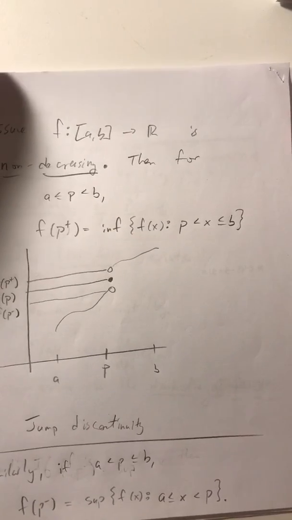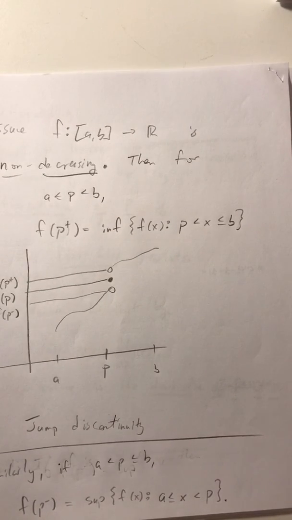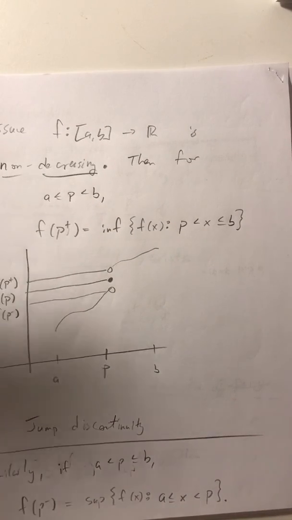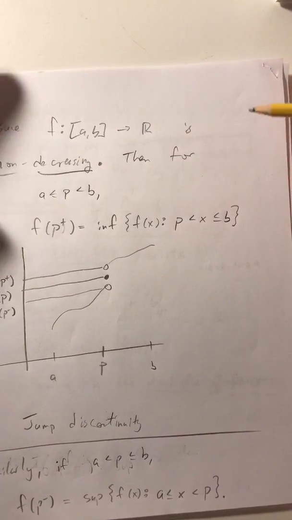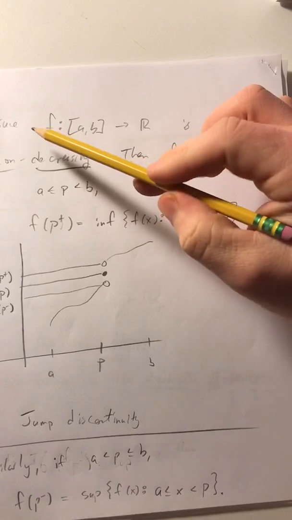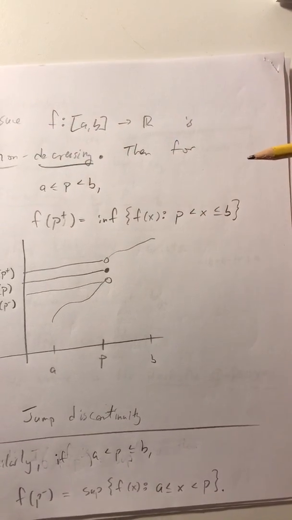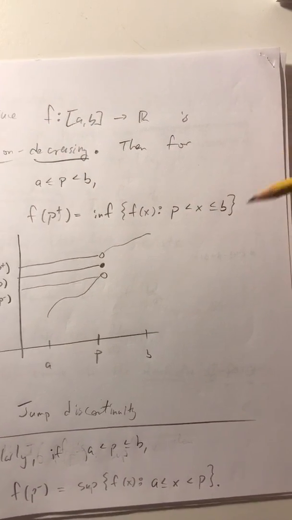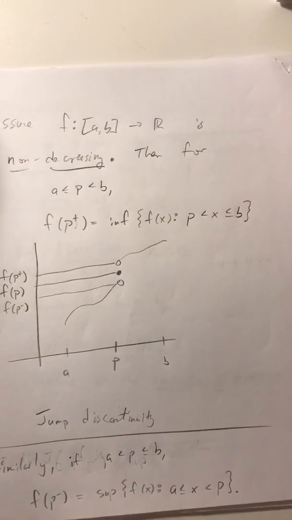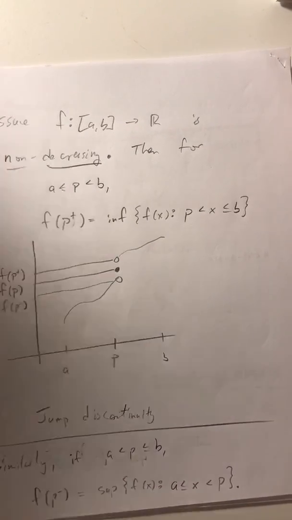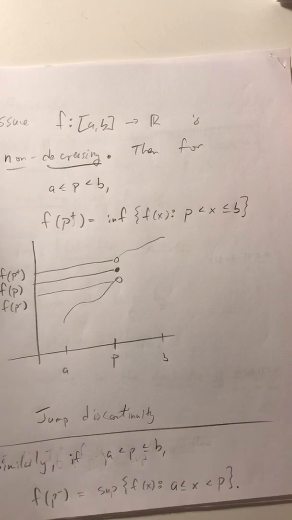So we're going to talk a little bit about non-decreasing functions. Similar things apply for non-increasing functions. They have very good properties when it comes to limits from the left and right. The limit from the left doesn't have to exist for a general function. The limit from the right doesn't have to exist for a general function, but for monotone functions, non-increasing or non-decreasing, the one-sided limits always exist. Okay?